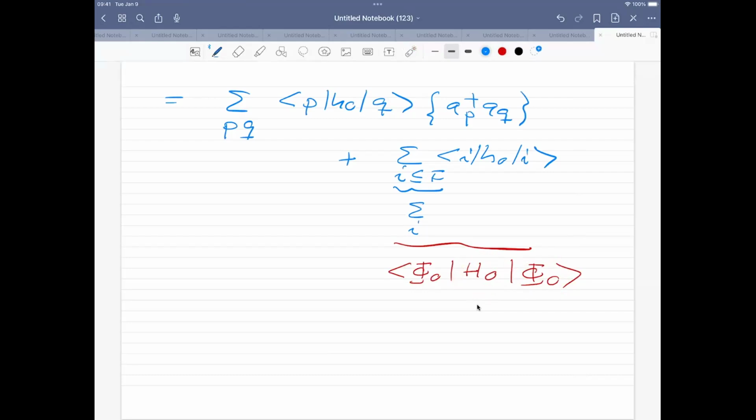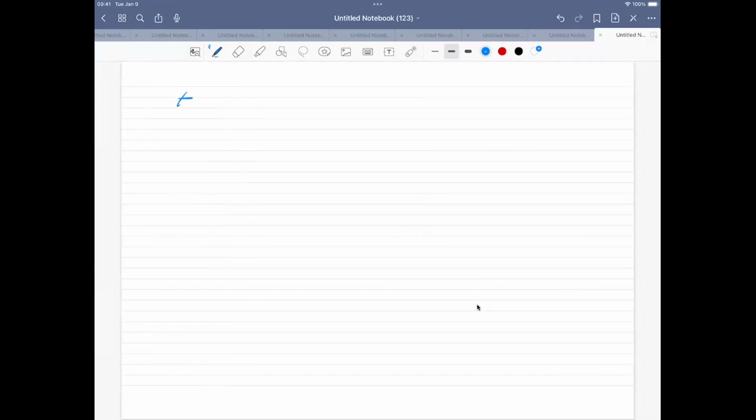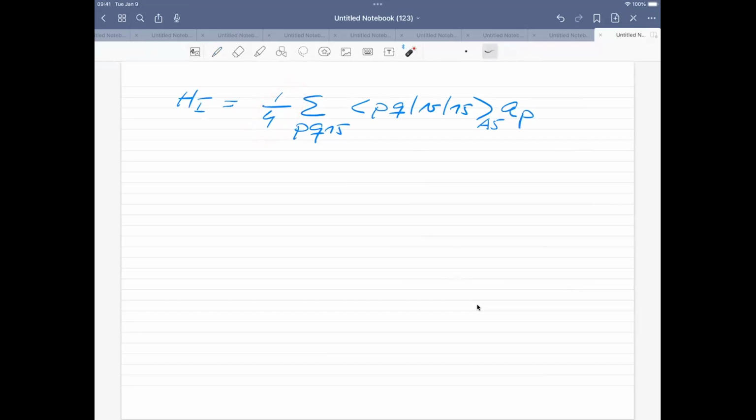Now, if we look at a general two-body operator, this HI here, let's take a look at that one. We have a sum over PQRS, and we have written it in a very general form, like this. And these matrix elements are anti-symmetrized. I will also, for simplicity, just skip the AS sign from now on. The numerical factor 1 divided by 4 indicates that this is an anti-symmetrized matrix element. And then what I have is the creation and annihilation operators like this.